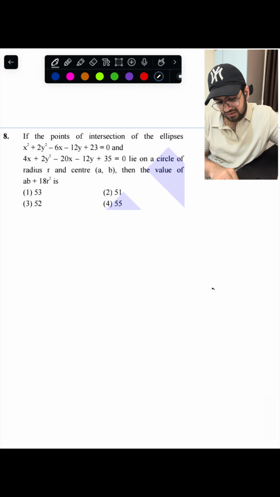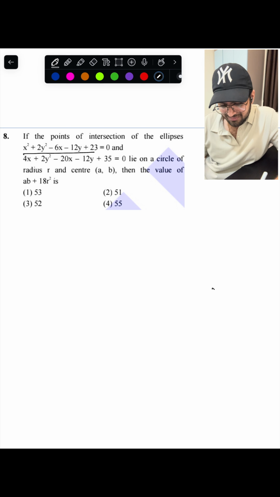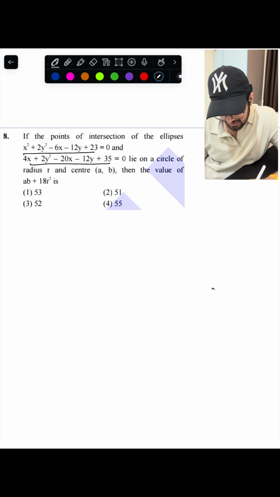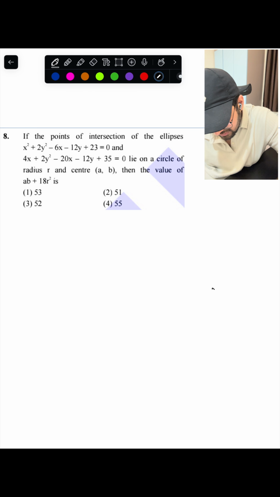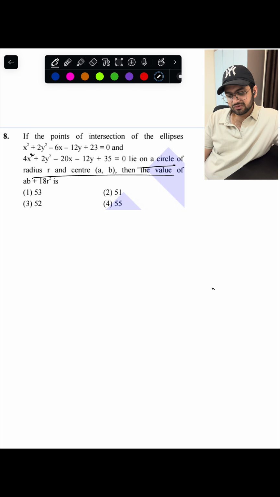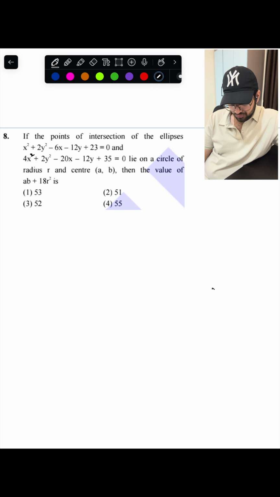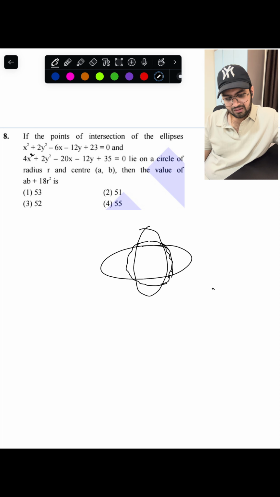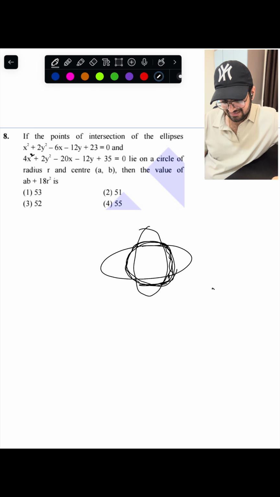So what is given here? If the points of intersection of ellipses, okay, so 2 ellipses are given, but of course it is not directly given in standard form. So another ellipse is also given. I think it has to be 4x square, printing error, 4x square, right, lies on a circle. So what they are saying is there are two ellipses, their points of intersection, let us say there are 2 ellipses like this, their points of intersection lie on a circle. Just a rough idea I am drawing. So it's a circle. Yeah, of course my diagram is not good, but we can assume it as a circle, right?